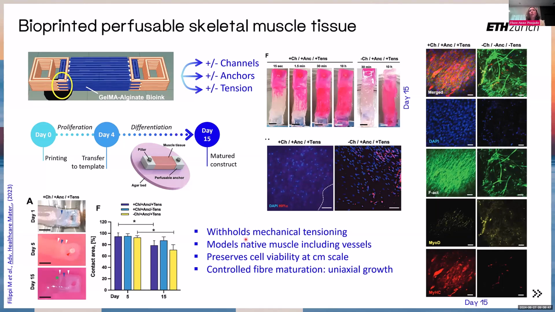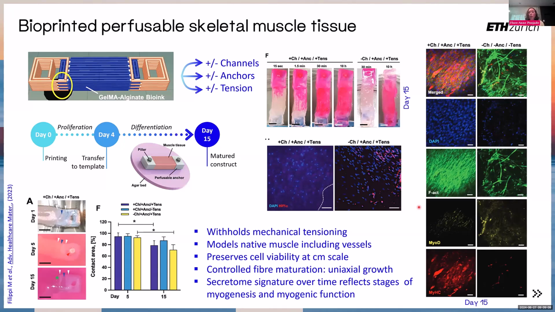And finally, the ability to create this tension on the construct really also helps the muscle cells to mature in a unique direction. So then in the end, the product that you get is a very much uniaxial growth of the muscle cells and a system that is very resembling actual muscle.